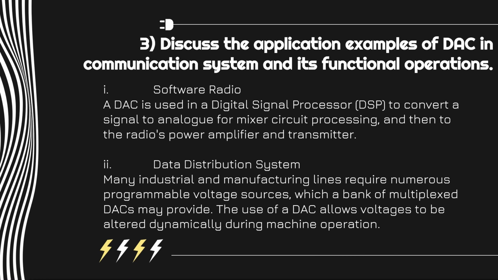Question number 3. Discuss the application examples of DAC in communication system and its functional operation. Firstly, we can find DAC in software radio. A DAC is used in a digital signal processor to convert a signal to analog for mixer circuit processing and then to the radio's power amplifier and transmitter. Next, DAC also can be found in data distribution system. Many industrial and manufacturing lines require numerous programmable voltage sources, which a bank of multiplexed DACs may provide. The use of DAC allows voltages to be altered dynamically during machine operation.